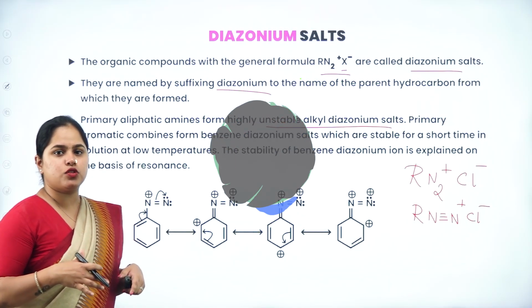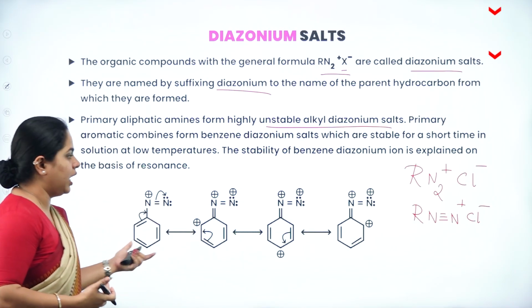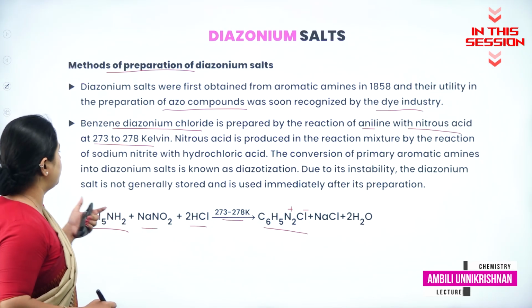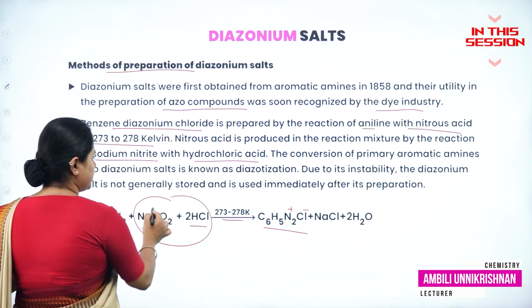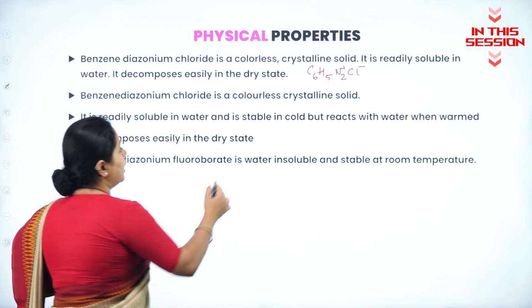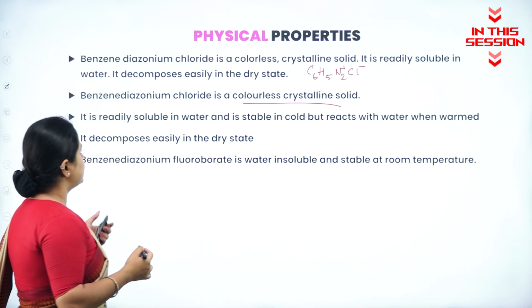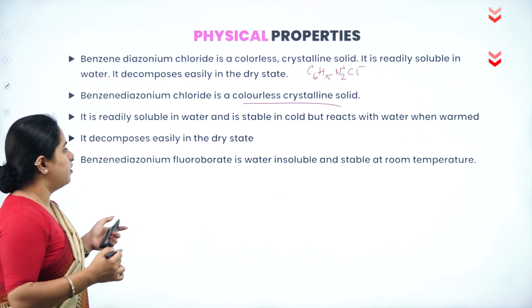The benzene diazonium salt or aromatic diazonium salts are more stable because they have resonance which is happening. The nitrous acid is produced in the reaction mixture by the reaction of sodium nitrite with hydrochloric acid. So this part you can see, that is how we are preparing nitrous acid in situ. Benzene diazonium chloride is a colorless crystalline solid. It is readily soluble in water and is stable in cold but reacts with water when warmed.